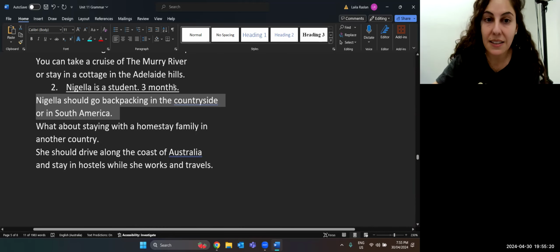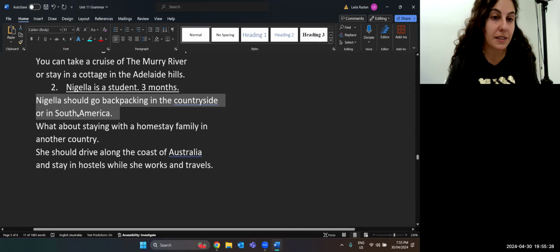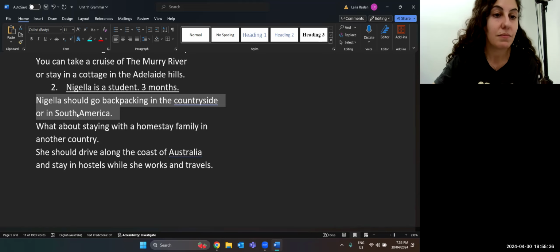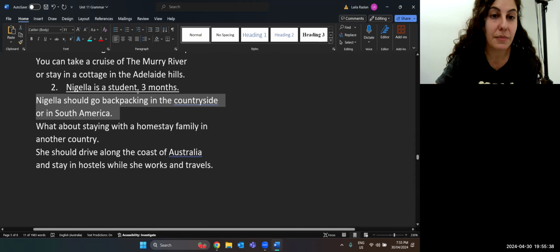And she has 3 months. So that's a long time. She could definitely spend a lot of time in South America because it's not an expensive country. Maybe she could do a little bit of jobs to pay for some things. But if she only has a little bit of money, 3 months, that's a good idea.